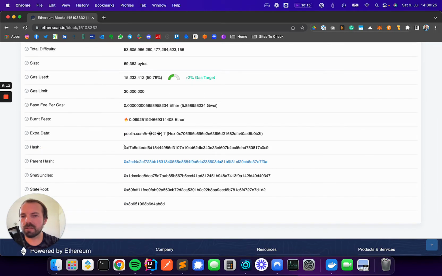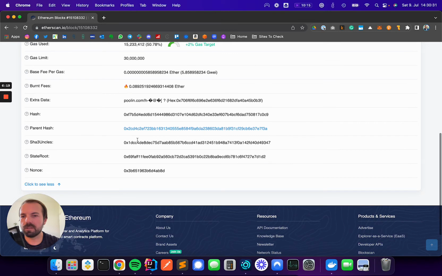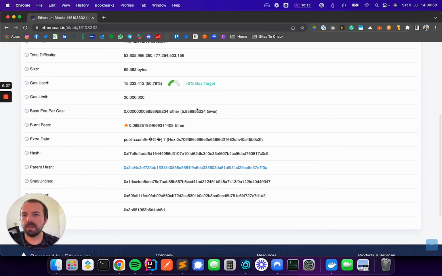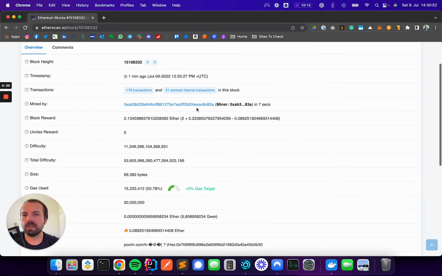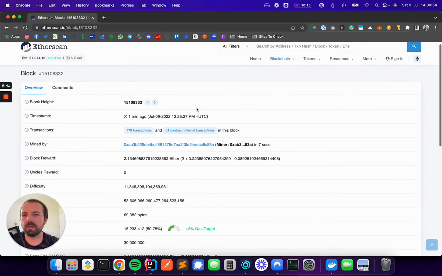So this is the hash of this block. You can also see the parent hash, so the hash of the previous block. You can see some other data, so the nonce, for example, which is this random number. This is getting guessed. So this is a number that is getting randomly guessed to meet a certain hash difficulty in order to be able to mine the new block. Yeah, this is basically all the information that is available for a block here.